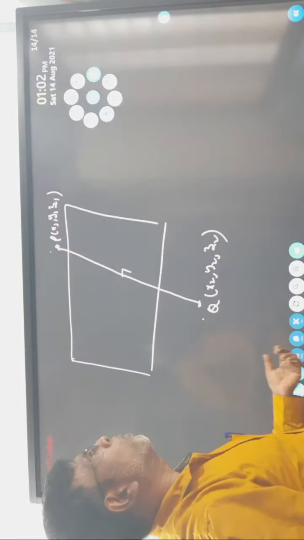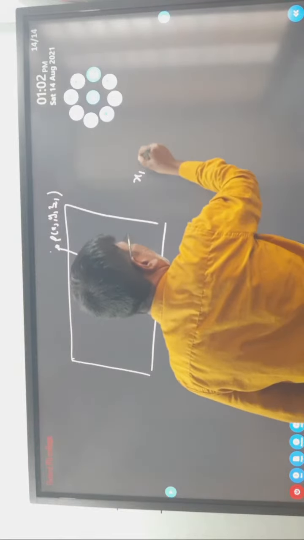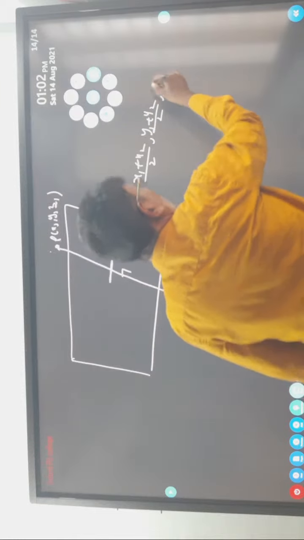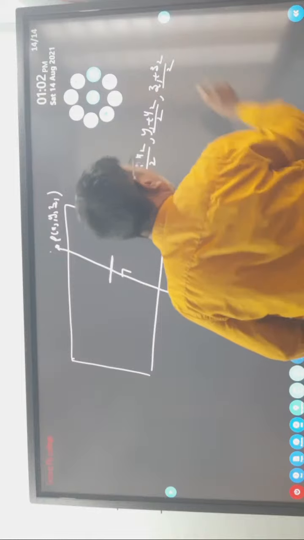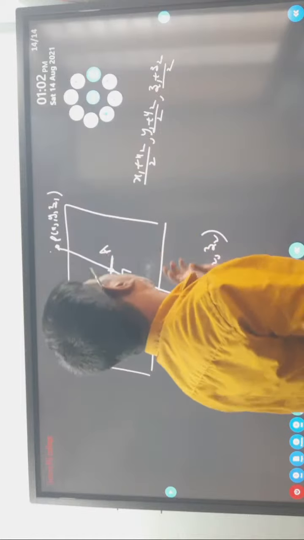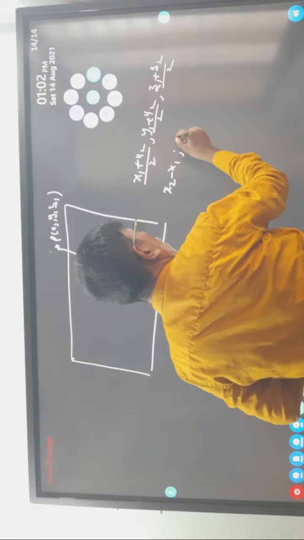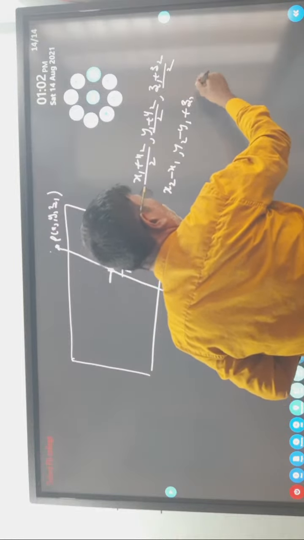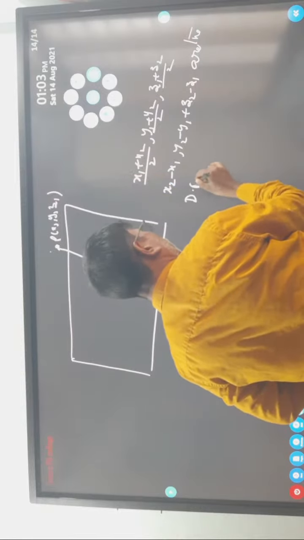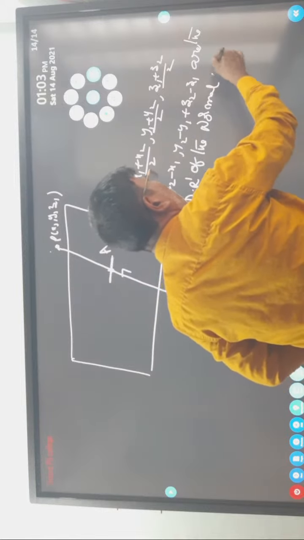So how can I find the equation of the plane? First find the midpoint. What is the midpoint? (x1 plus x2) by 2, (y1 plus y2) by 2, (z1 plus z2) by 2. This point is taken as, suppose, A. The plane is passing through this point, and the direction ratios of PQ, x2 minus x1, y2 minus y1, z2 minus z1, are the DRs of the normal of the plane.